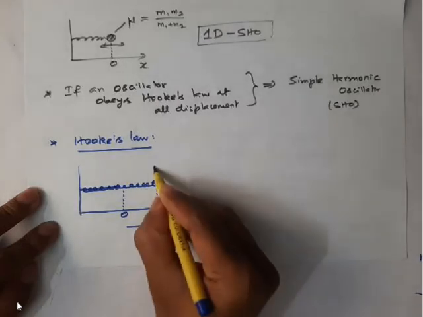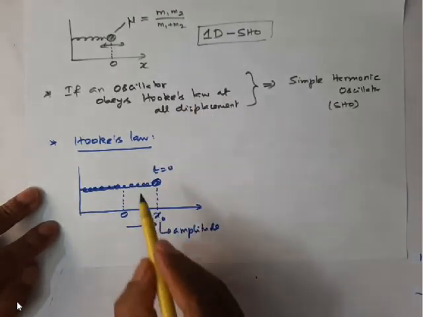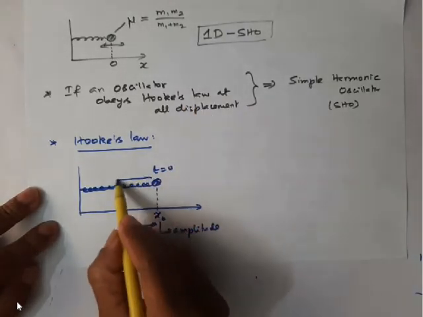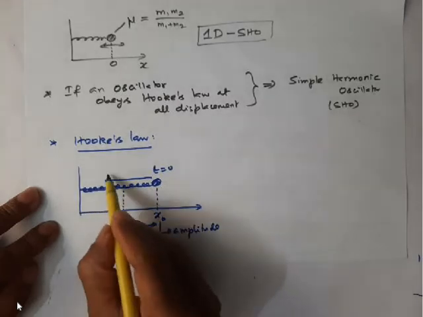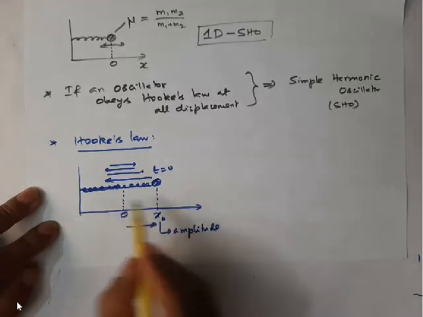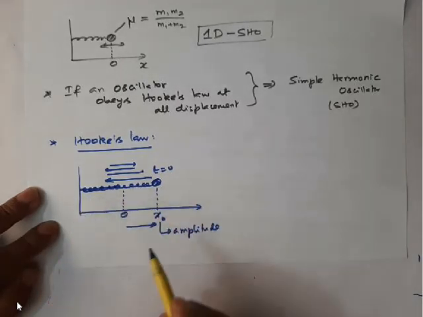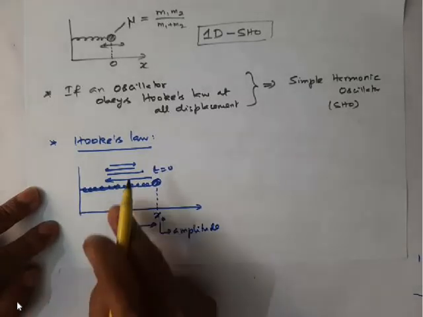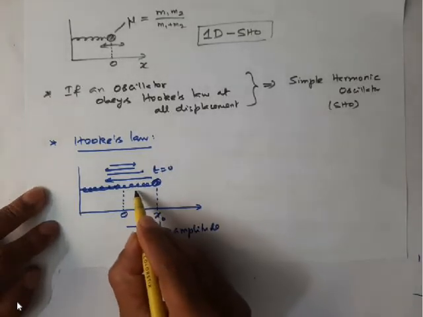Let us take the time now as 0. Now if I release this body, what will happen? This body will move towards this side, and again it will come back and go here and come back. So it starts to execute oscillatory motion.